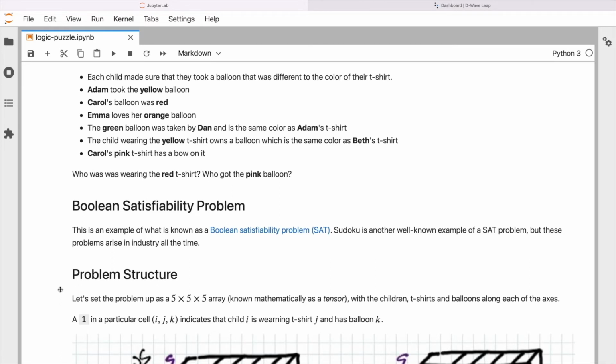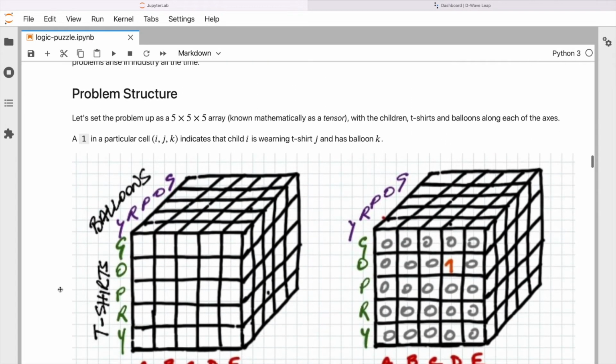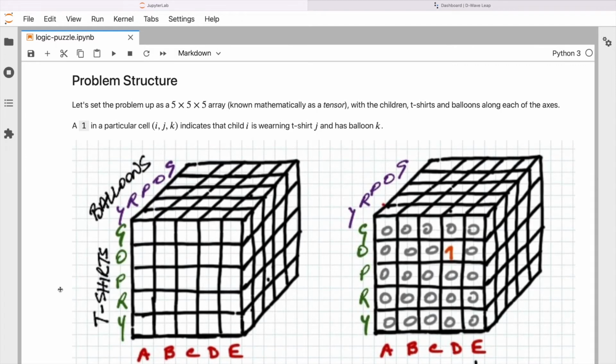So with all problems, usually the first place to start is to figure out, well, how do we structure the problem in a way that we can actually attack it with a computer? So let's go ahead and consider that. Here we're going to set the problem up as a 5 by 5 by 5 array. This is known in mathematics as a tensor. And along the axes of this array, we're going to put the children on one axis, the colors of the t-shirts, and the colors of the balloon along their own axis.